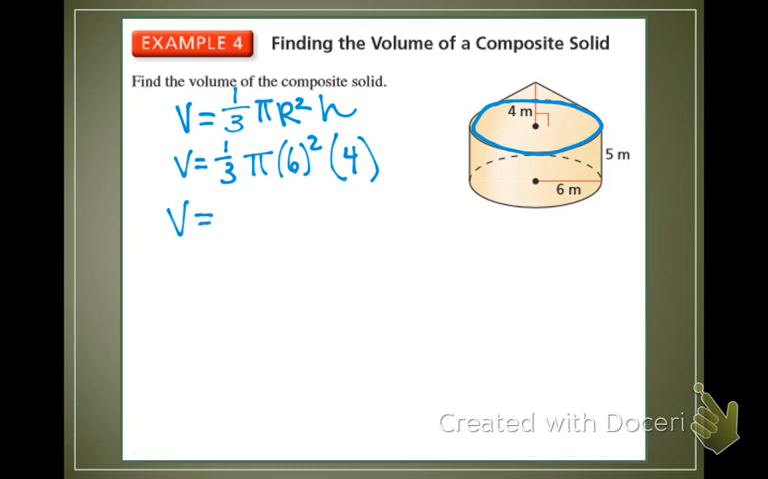So we're going to leave it in terms of pi. 36, 12, so 48 pi. That's the first. We're going to leave it with pi for now. Hit S to D at the end.